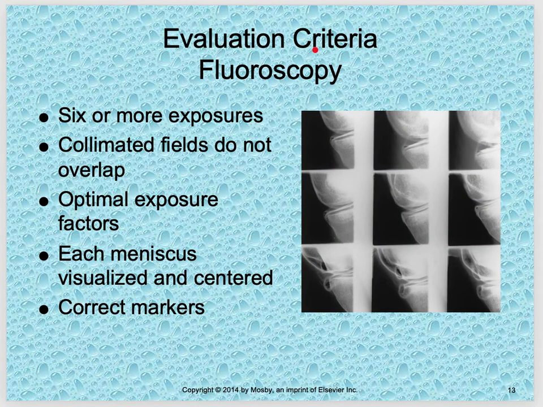So once again, evaluation criteria: fluoroscopy, 6 or more exposures, it's usually 9. Collimated field to overlap, so you're making sure that you have collimation enough to see a little bit of the femur and then a little bit of the tibia, and then 20 degrees in between each one. Optimal exposure factors, each meniscus is visualized and centered, and it's just rotating from one side to the other all the way through to visualize both menisci, and then correct marker for the side of interest.